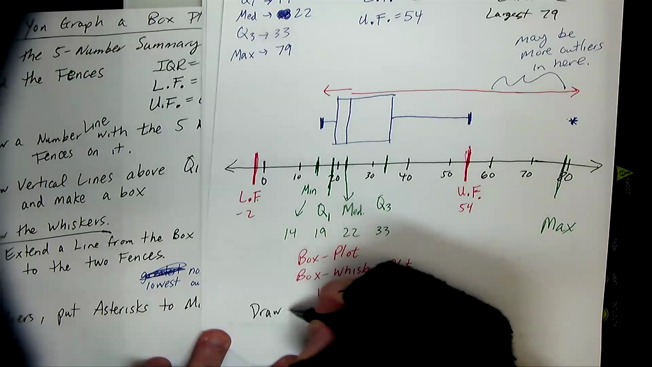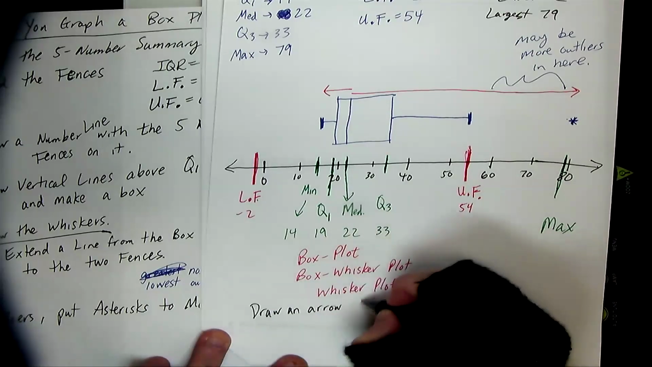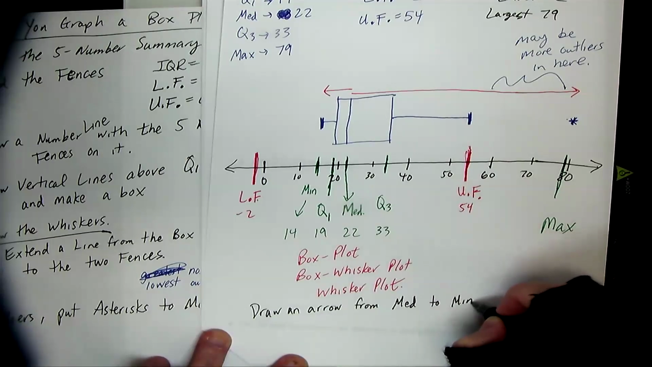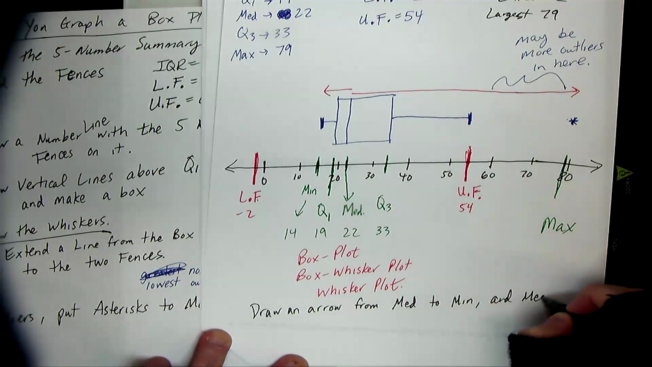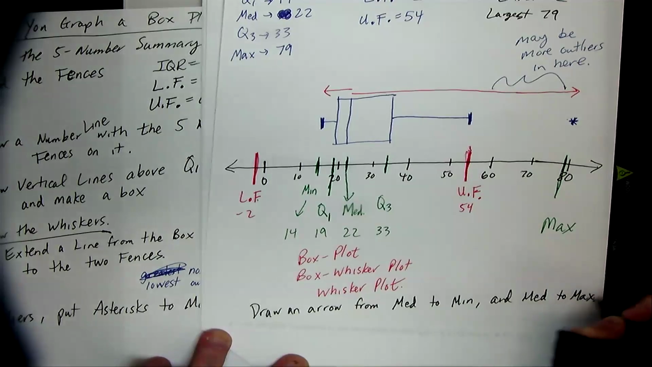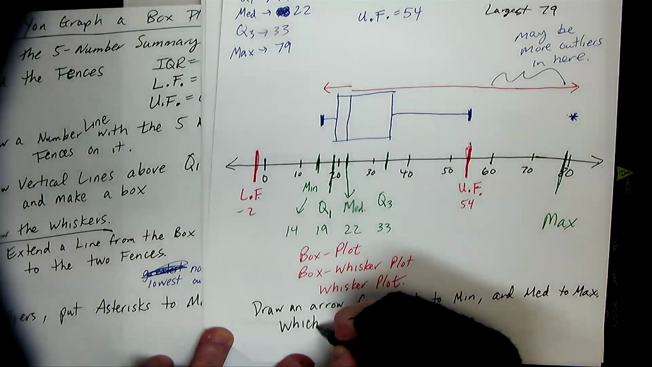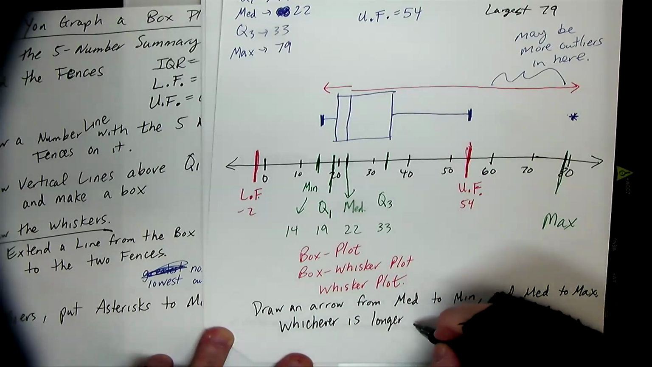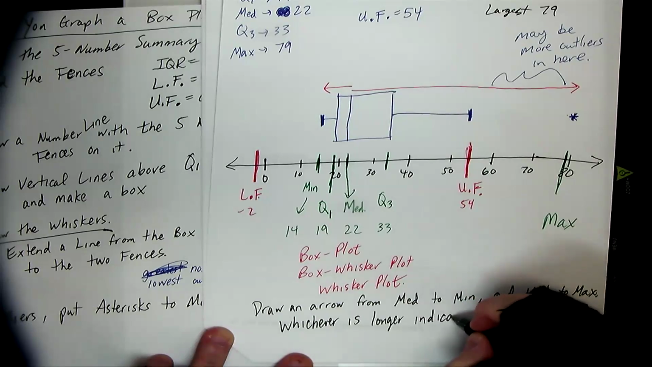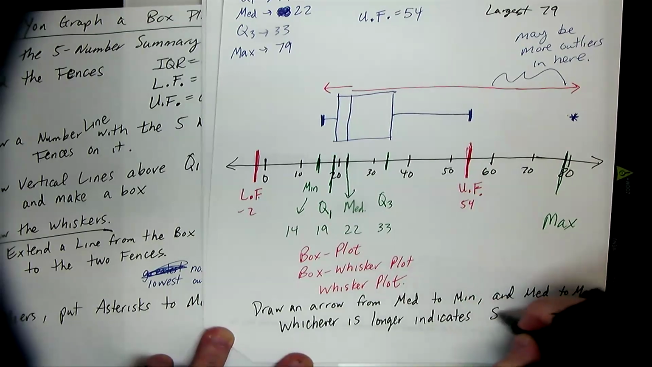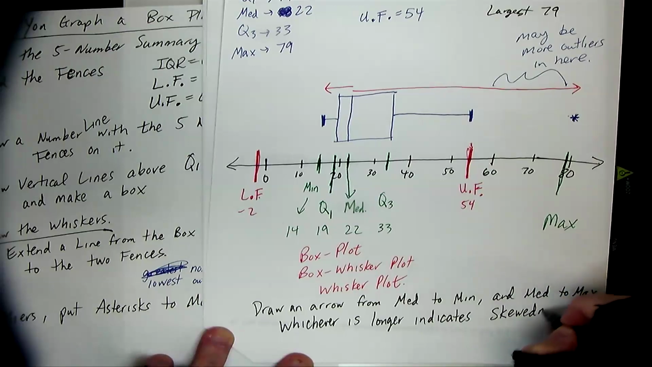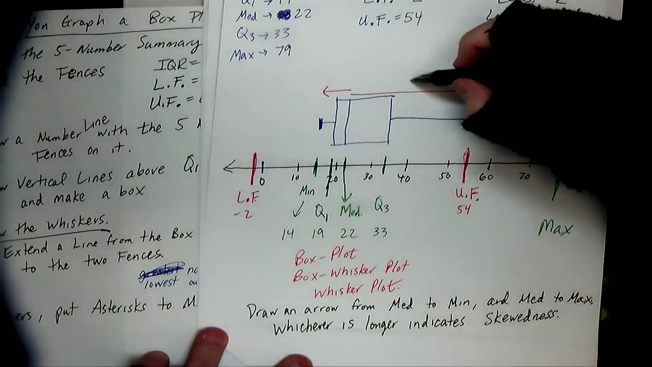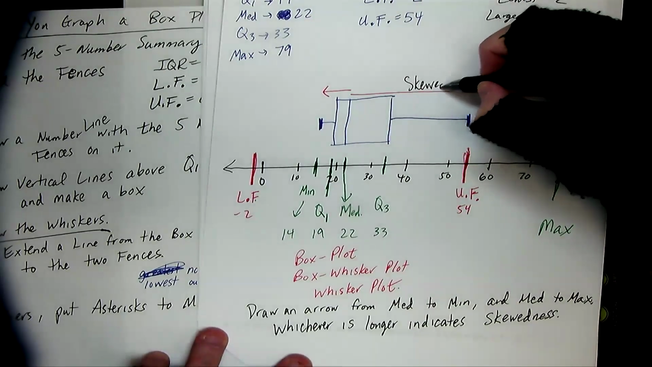Draw an arrow from median to left, and median to max. Whichever is longer indicates skewedness. This is gonna be a skewed right data set.